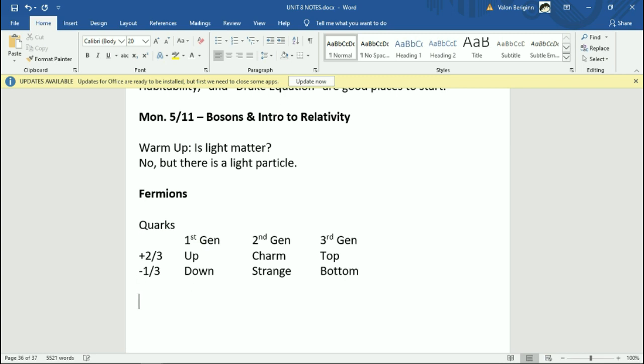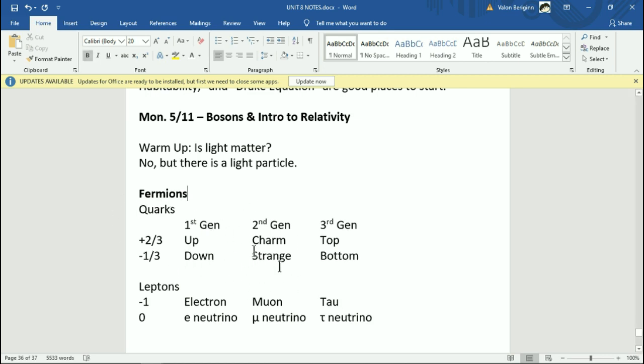And then you also had leptons, which were either minus 1 charge or 0 charge. And you had electron, muon, tau, and here you had neutrino, the electron neutrino, the muon neutrino, and the tau neutrino. Okay, so you had these 12 particles, and these together are the fermions. Okay, so that's what these are.